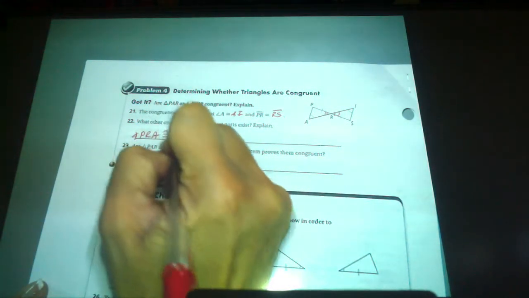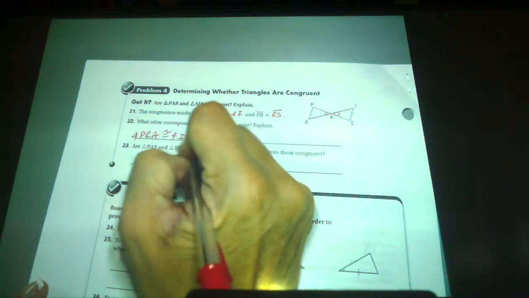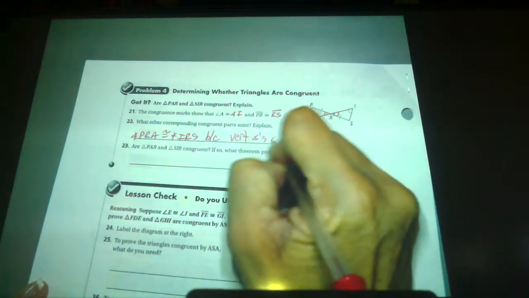Are triangle PAR and triangle SIR congruent? And explain. So look at the congruence markers that they've given you. They've given you that angle A is congruent to what? Angle I. And segment PR is congruent to segment what? RS. What other corresponding congruent parts exist that you can determine without any help? See your vertical angles right there? Another common recurring theme. So angle PRA is congruent to angle IRS because vertical angles are congruent.